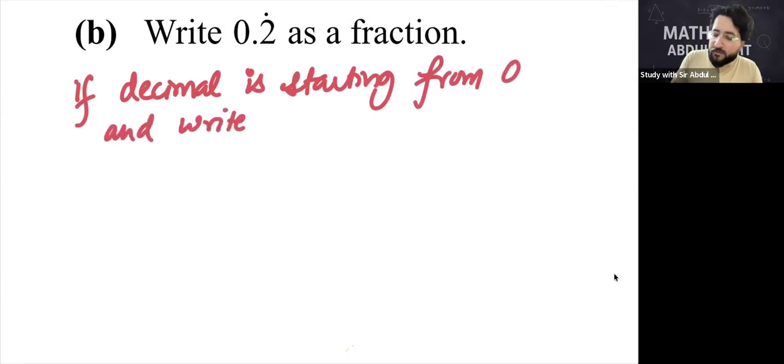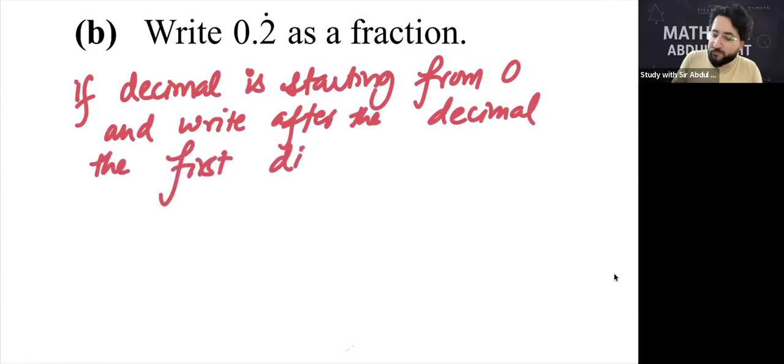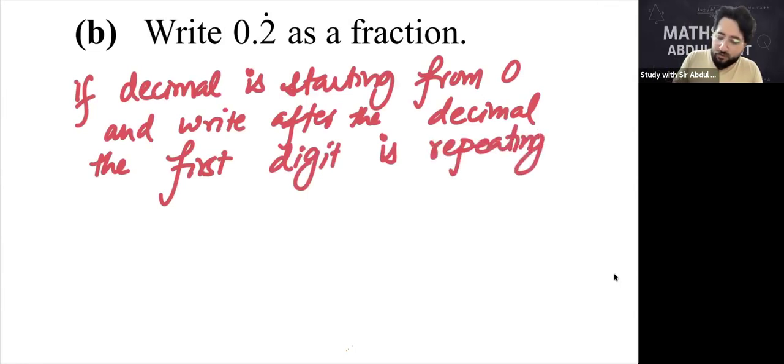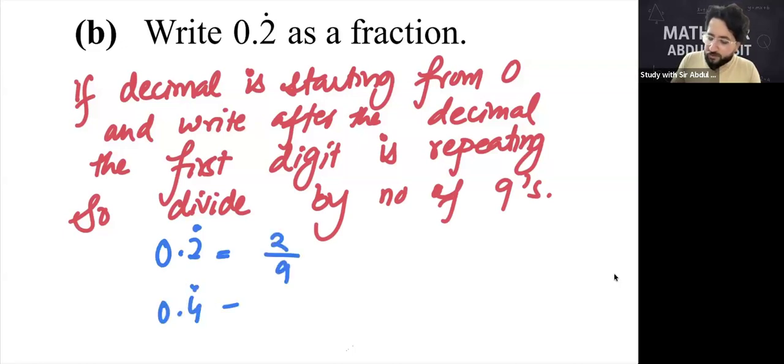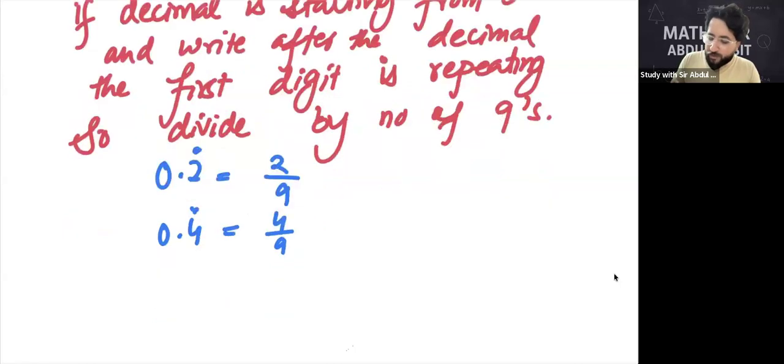right after the decimal, the first digit is repeating, so divide by the number of nines. As an example, 0.2 recurring, so only 2 is repeating, so it is 2 by 9. If it is 0.4 recurring, so I will write 4 by 9. If it is 0.123 recurring, where three digits are repeating, so I will write 123 by 999.